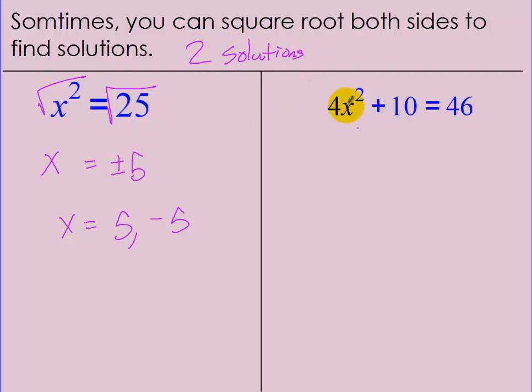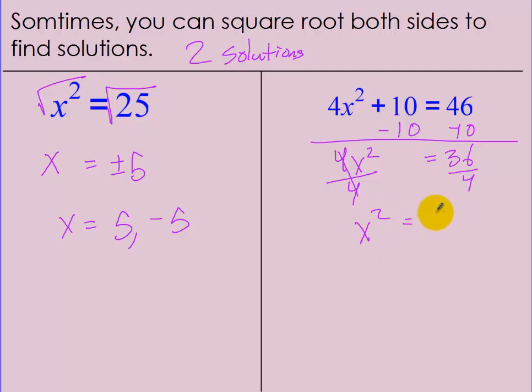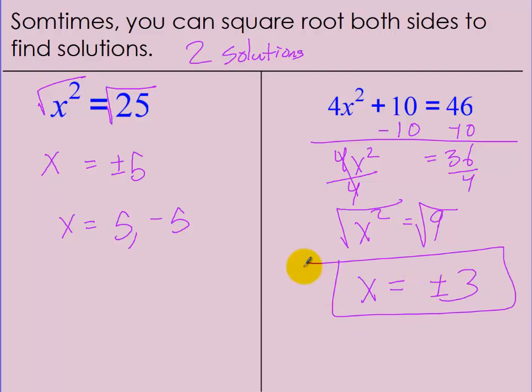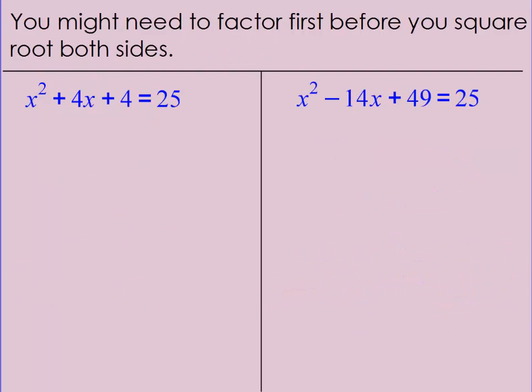That's why you have the plus or minus. Now over here in this one, before I square root, I want to isolate the variable as much as possible. So I subtract 10 on each side, and I get 4x squared equals 36. I want to divide by 4 on both sides as well. So these cancel out to get x squared equals 9. Now I'm going to square root both sides, and then you're going to get x equals plus or minus 3. So that's my answer. Positive 3 and negative 3.